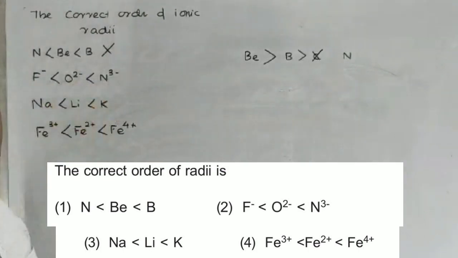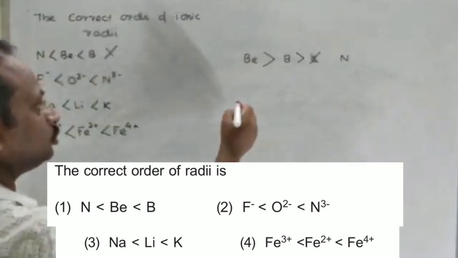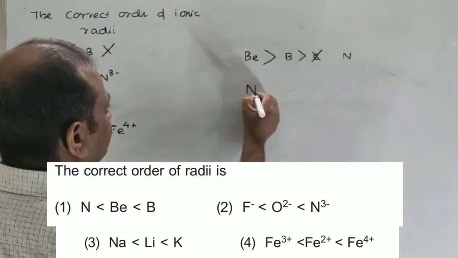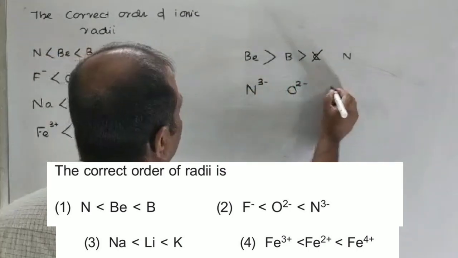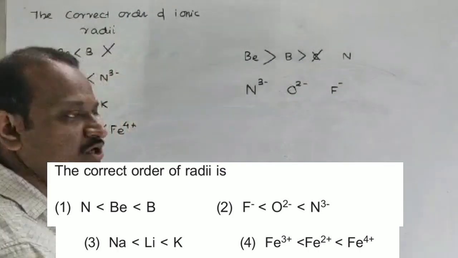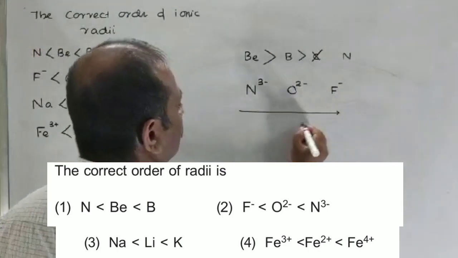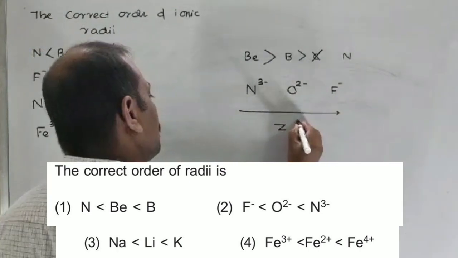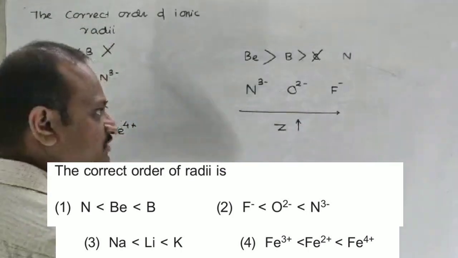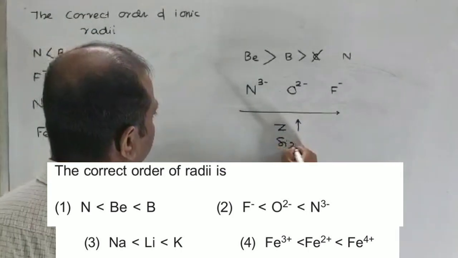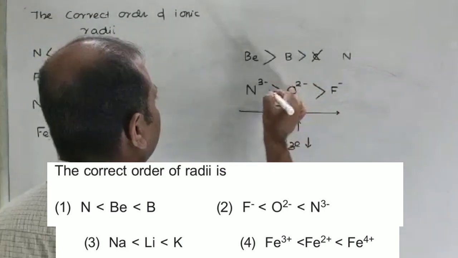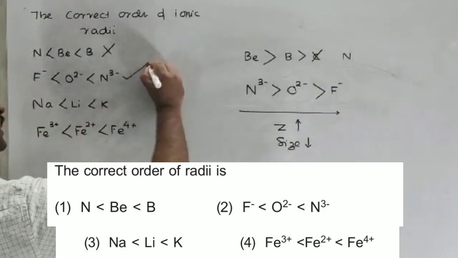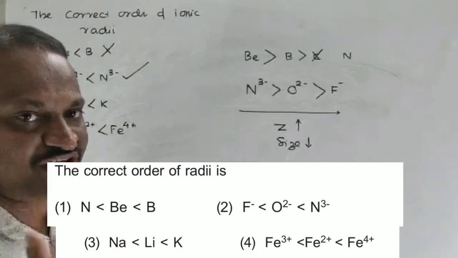Next, they are isoelectronic species. Let me write those isoelectronic species: N3 minus, O2 minus and F minus. See, once you move from here, Z increases, or nuclear charge increases, then size decreases. So who has the smallest size? F minus, then O2 minus, then N3 minus. So this order is correct. Our answer is no doubt the second one.